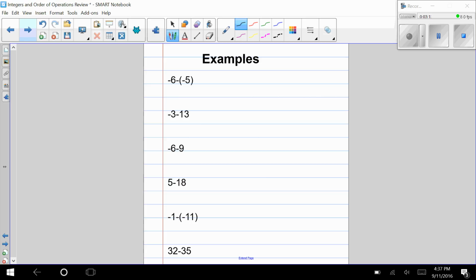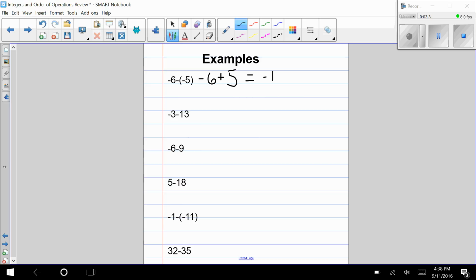Now some subtraction examples. So reminder, we want to keep the first number the same, so that negative 6 stays the same. The minus becomes a plus, and that negative 5 will become its opposite, which is just positive 5. Negative 6 plus 5, I have more negatives. My answer is negative. And then I take the 6 minus the 5. My answer is negative 1.